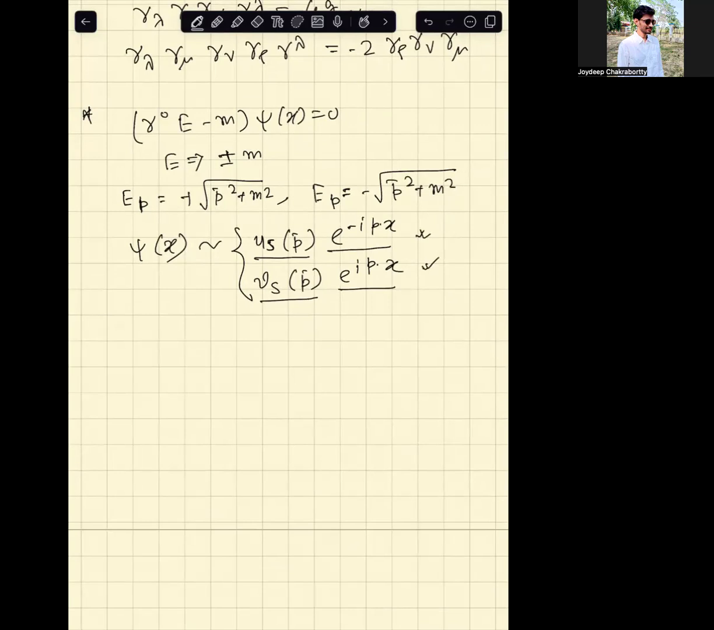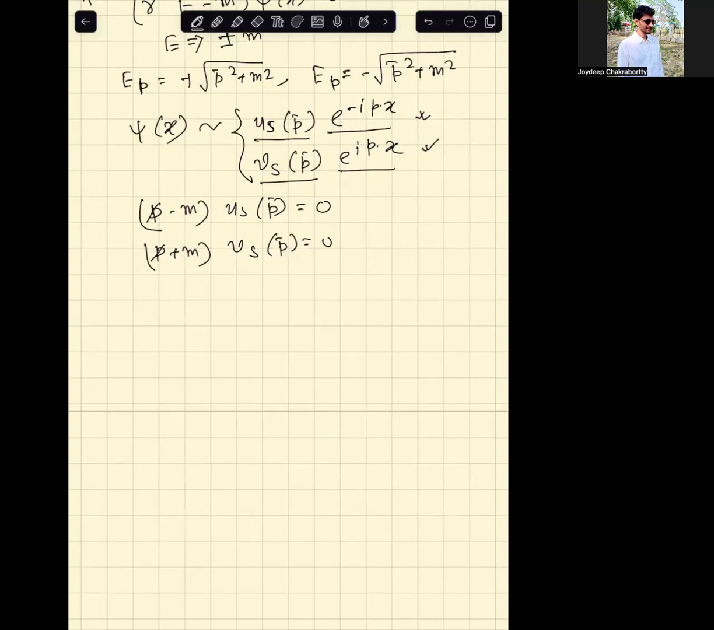Now, if you write down the Dirac equation in terms of these solutions, in momentum space this looks like (p slash minus M) u_s(p) equals 0, and (p slash plus M) v_s(p) equals 0. These u and v are basically conjugate spinors. If you take the conjugation, you will find u_s bar, which is a function of p, times (p slash minus M) equals 0.